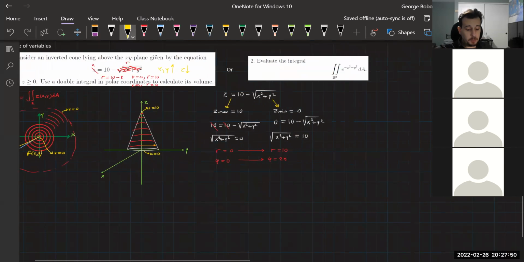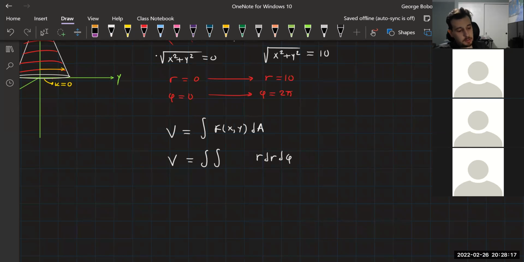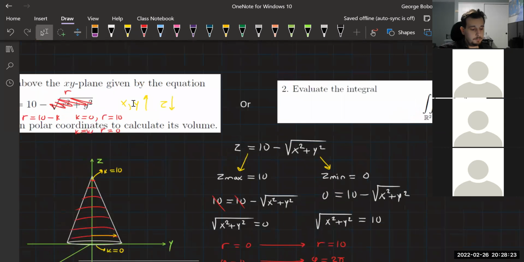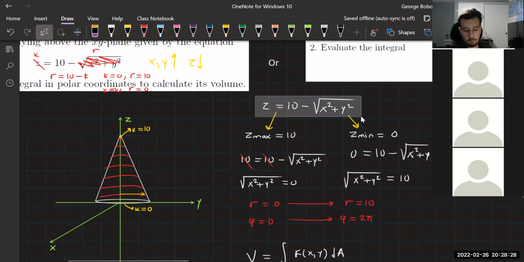Okay, so without further ado, let's set her up. To find the volume, every single time we said we need the function, and we're going to multiply it with dA in whatever coordinate system we're in. We're in polars, and Grace told us what the dA is in polars. She said r dr d phi, and the function for the cone is given to you in the beginning. There it is.